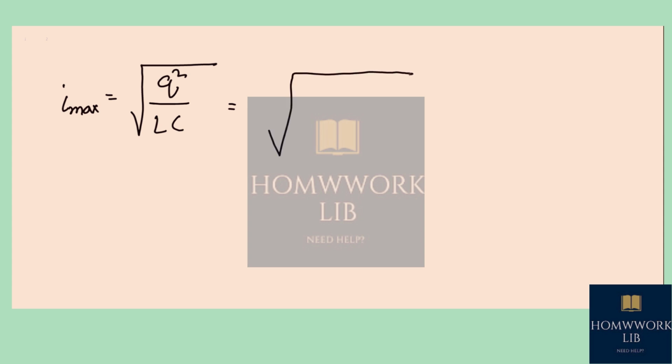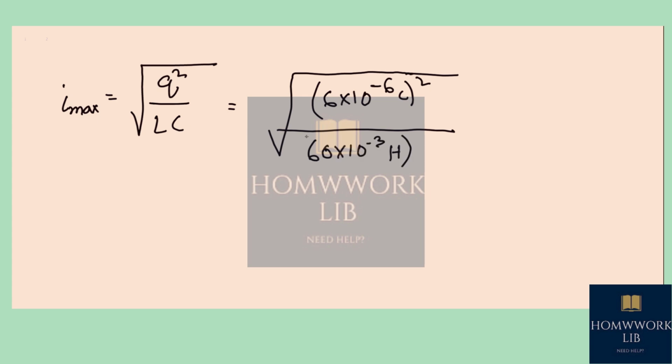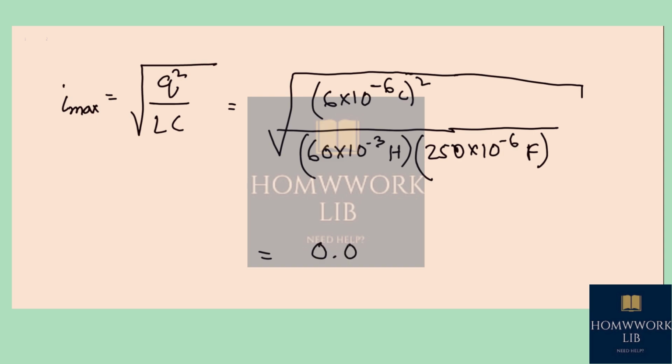So now if we use the given numbers, we have 6 times 10 to the power negative 6 coulomb squared, and we divide that by L times C, which is 60 times 10 to the power negative 3 Henry times the capacitance, which is 250 times 10 to the power negative 6 farad. If we solve for it, we have 0.001549 amp or 1.55 milliamp.